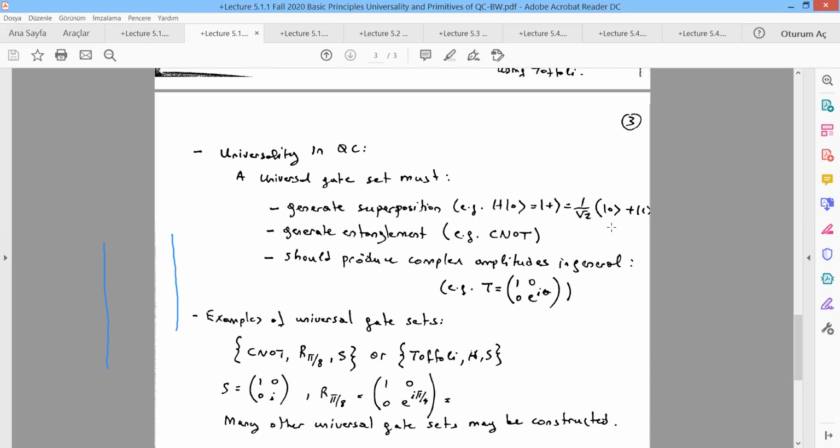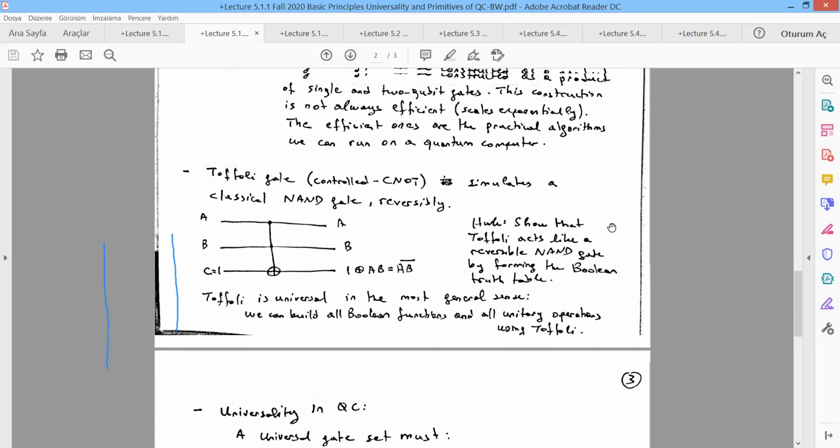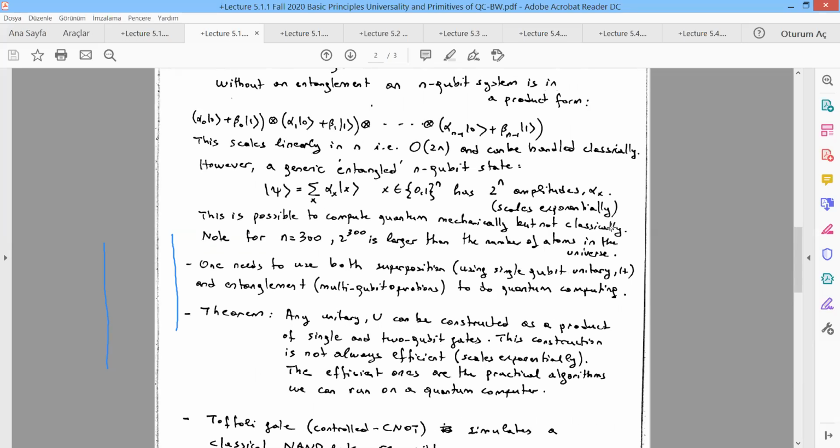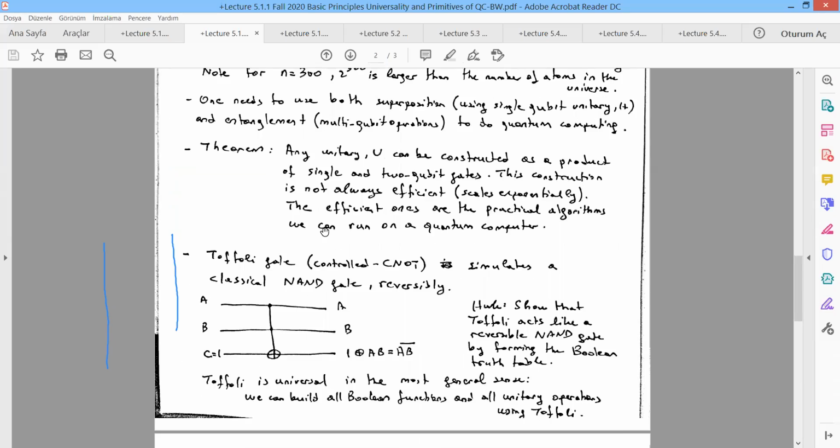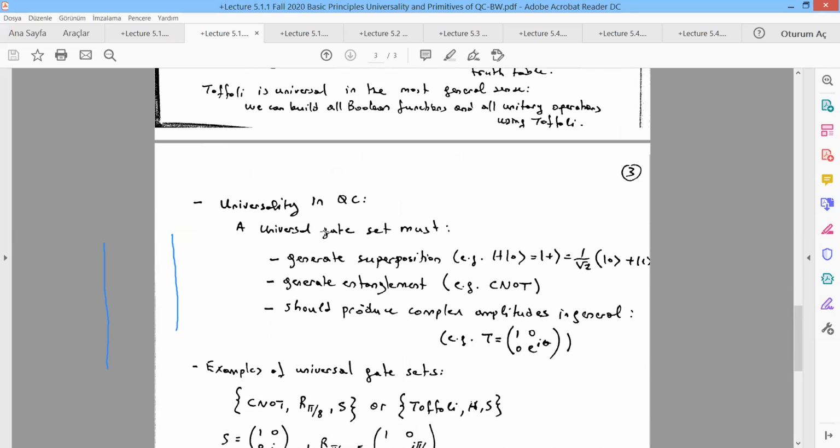And also, it should be able to produce complex amplitudes, in general, because as we discussed, a generic quantum state like this has 2 to the n complex amplitudes in general, alpha sub x. But if you don't have a facility or a gate that would be able to manipulate or produce complex numbers, that wouldn't be feasible. So an example of this kind of gate is a phase gate, T gate, which is 1, 0, 0, e to the i theta.